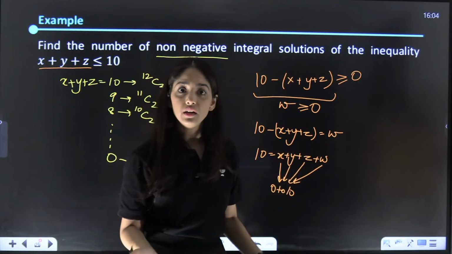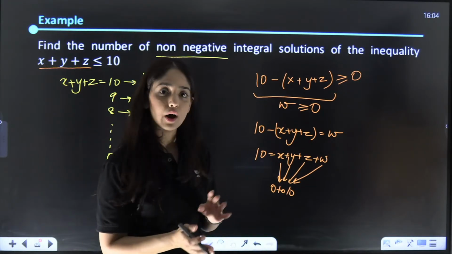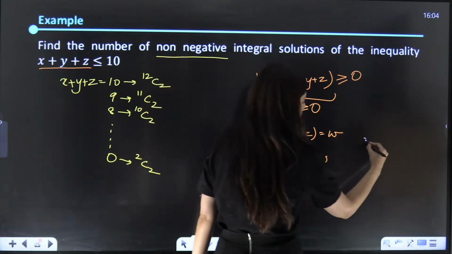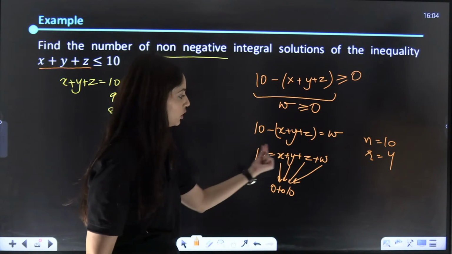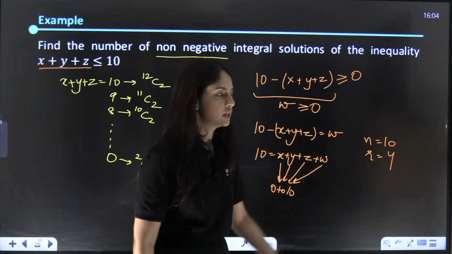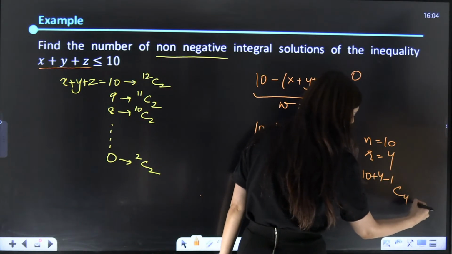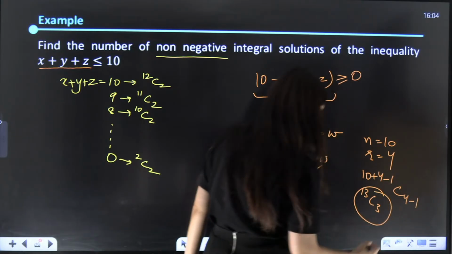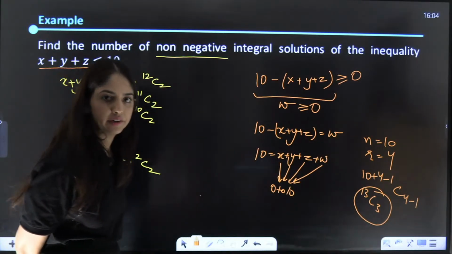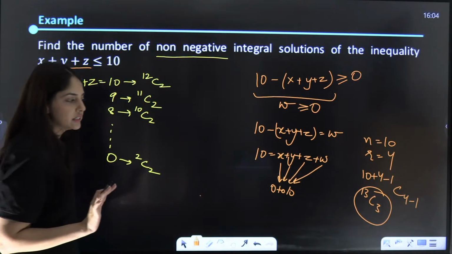Now we can apply our formula. How do we apply the formula? Now we have n equal to 10, r equal to 4, because now we have 4 variables. So n plus r minus 1, C r minus 1. So that is 13C3. Even if you added all of these, you would still get 13C3.